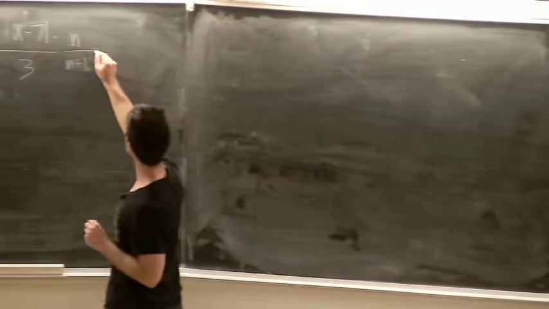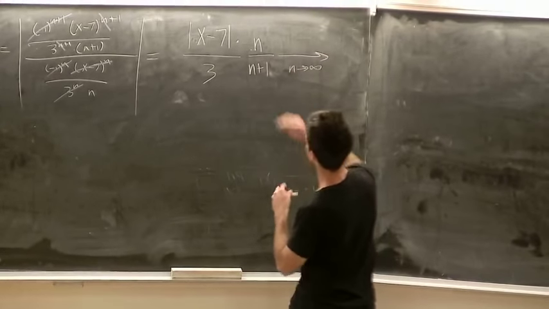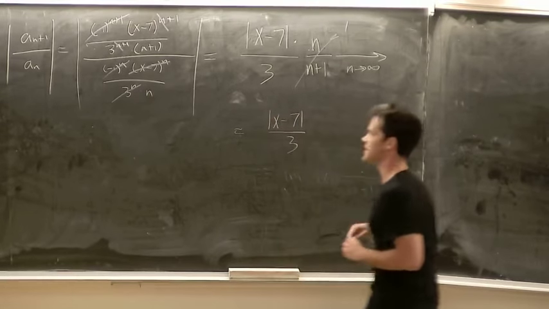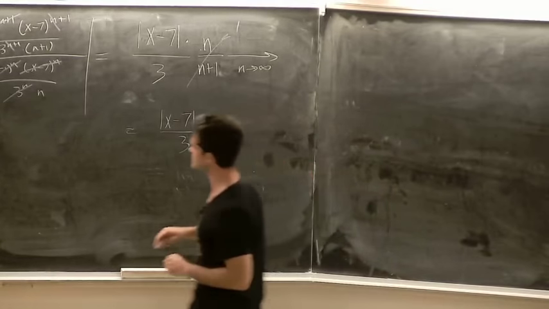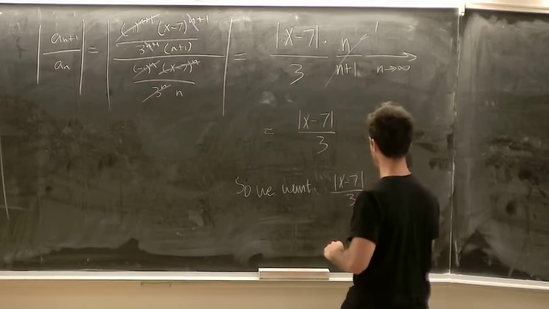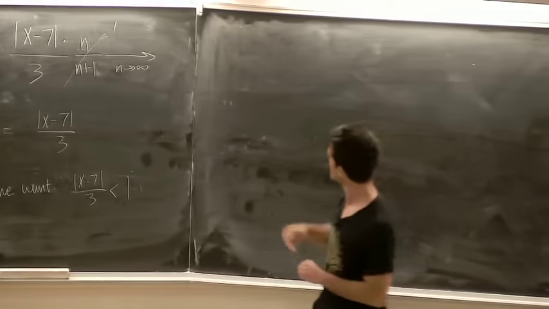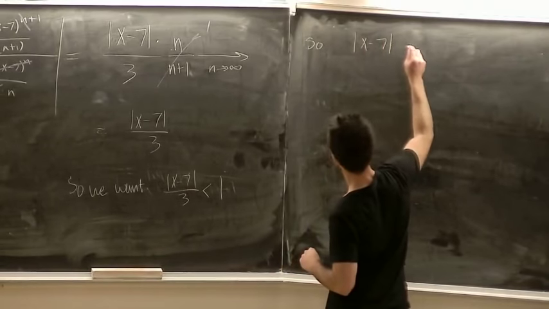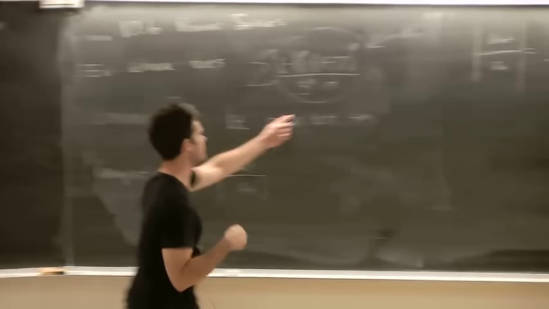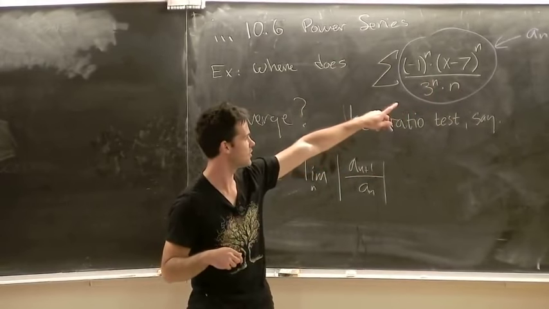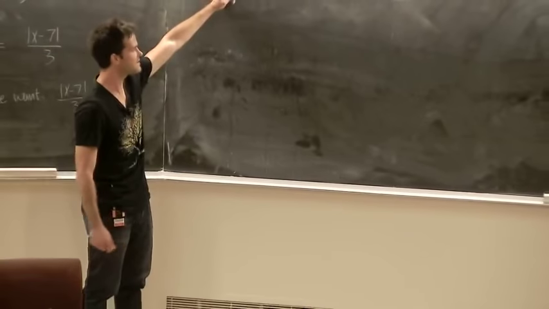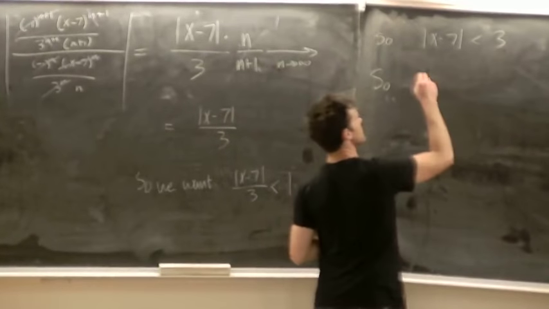So now I can take the limit as n goes to infinity, which means this term goes to 1, and I just get |x-7| over 3. So we want this quantity to be less than 1. So |x-7| is less than 3. Good. So this series was centered, apparently it was centered at what number? At 7. So the distance away from 7 that our x's can get is 3. So this is our radius of convergence.